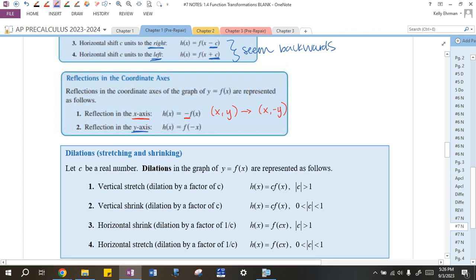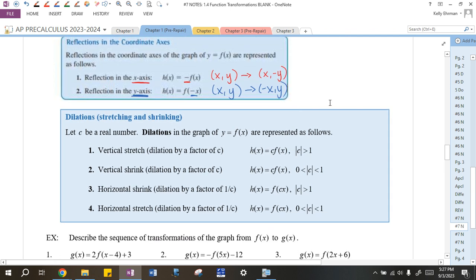And then a y-axis reflection is if you have a negative on the inside of the function, every (x, y) will become (negative x, y). And then the rules are similar for dilations and shrinks. So let's take a look at this. I've got some AP wording for you.